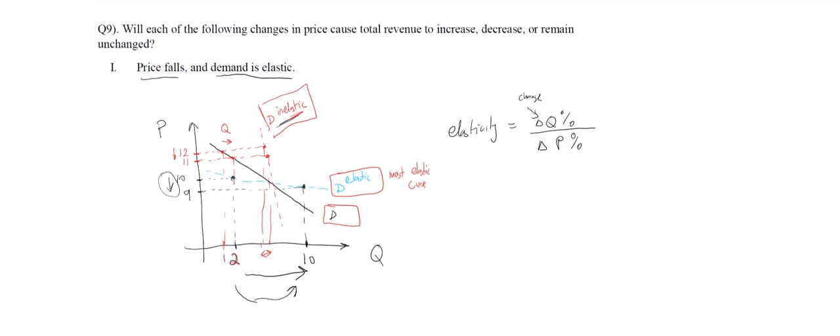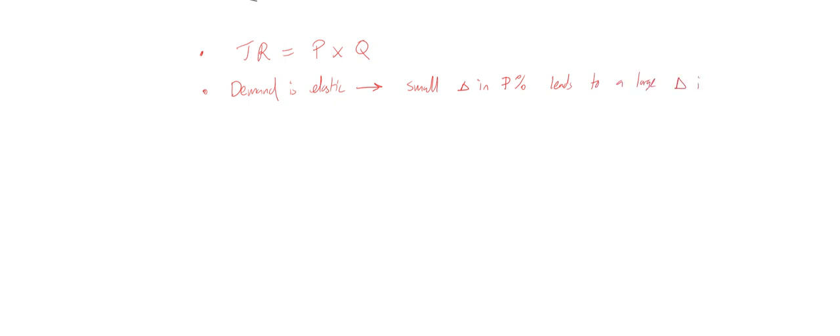If we go back to the question, there are 3 points you have to note: price falls and demand is elastic. The way you should answer this question is, point number 1, total revenue, TR, is equal to price multiplied by quantity Q. Second point, demand is elastic. What does that mean? It means that a small percentage change in P leads to a large percentage change in Q. This is the definition of elastic demand.